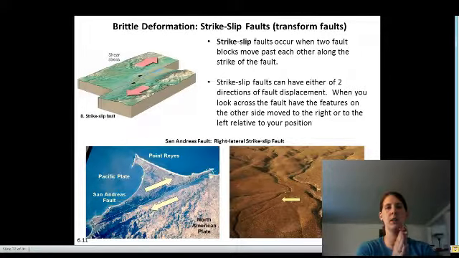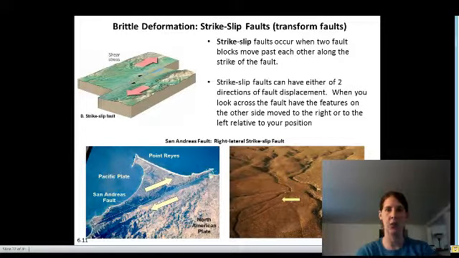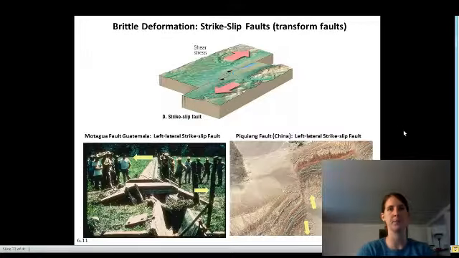So when you look across, the way these are categorized is if you stand on one side of the fault and you look across to the other, you categorize it based on what direction it looks like the fault blocks have moved. So for instance, in the image on the right, if we're standing here, the block directly in front of us looks like it has moved to our right. So it's a right lateral strike slip fault. Okay, and if you're standing here, it looks like the block right in front of you has moved to your right. So it's a right lateral strike slip. If you're standing here and it looks like everything's moved to the left, then it is called a left lateral strike slip.